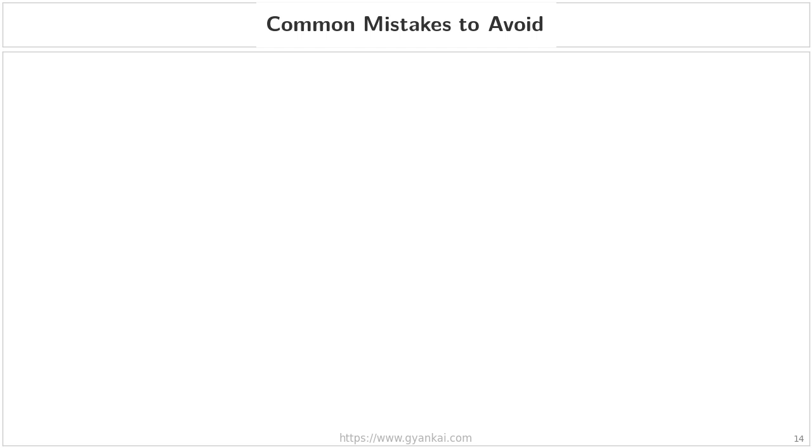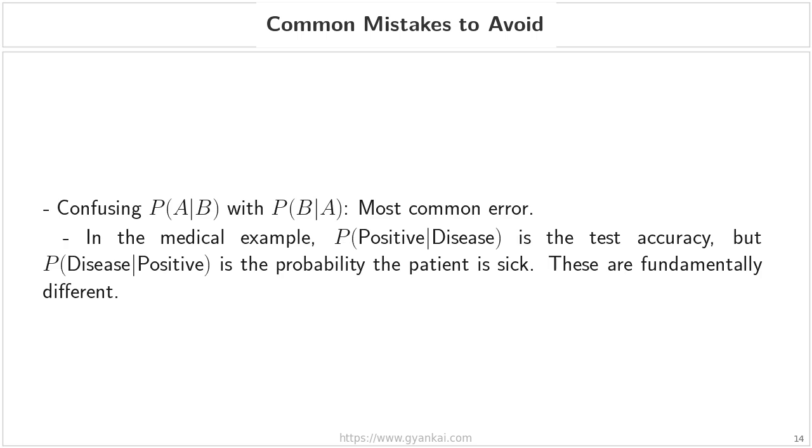Common mistakes to avoid. First, the most frequent error I see is confusing the probability of A given B with the probability of B given A. It sounds subtle, but it is fundamentally different.